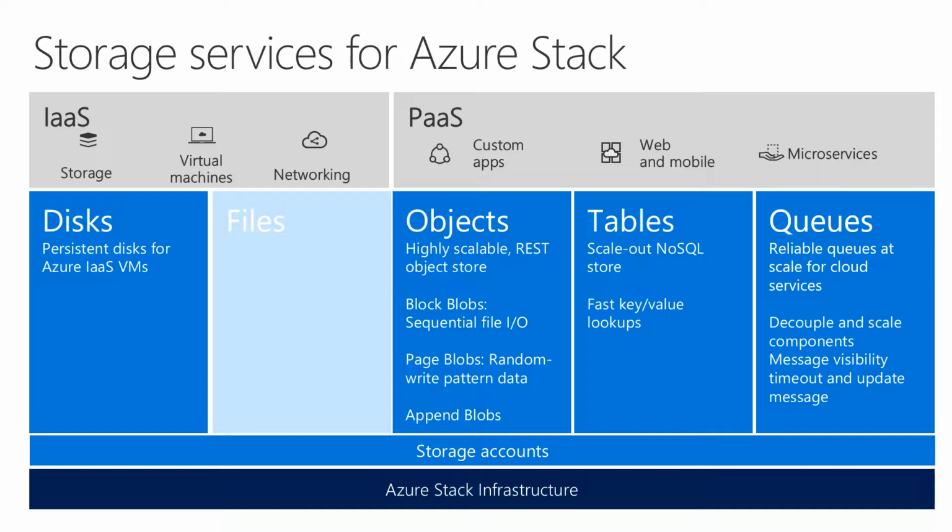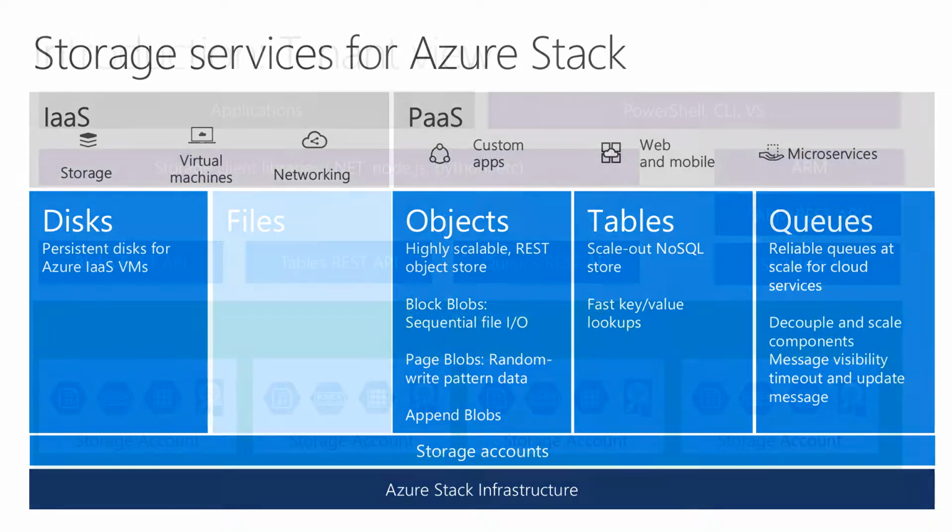managed SMB, a managed file server PaaS service. And on the right side, you can see all the platform as a service services like custom apps, web and mobile, and so on. And these services mainly rely on things like objects, which is a highly scalable REST object store, tables, which is a NoSQL store, and queues, for example, for asynchronous communication between microservices or other componentized services. And at the bottom, you can see storage accounts. Everything relies on storage accounts, and the bottom box is Azure Stack infrastructure.